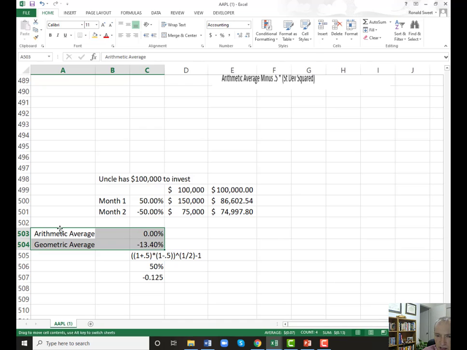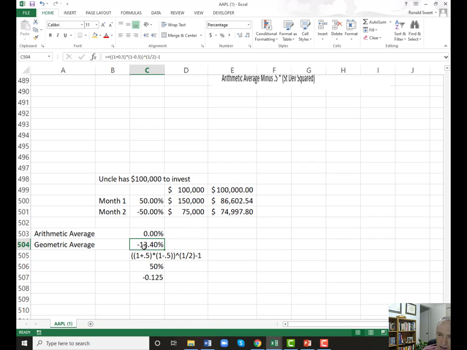But that's where we have arithmetic and geometric. Geometric really tells you what your true return is. And that's what you should be doing if you're reporting historical returns. And that's what firms do. When they report historical returns, they provide geometric average.